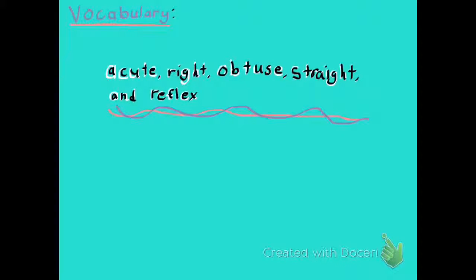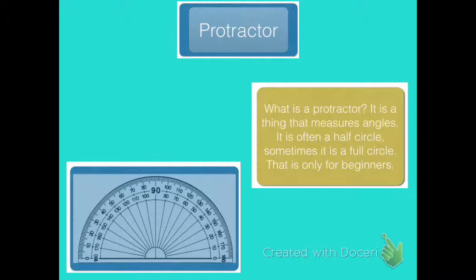The kinds of angles we will be talking about today are acute angle, right angle, obtuse angle, straight angle, and a reflex angle. First, let's talk about a protractor. What is a protractor? It is a thing that measures angles. It is often a half circle. Sometimes it is a full circle.